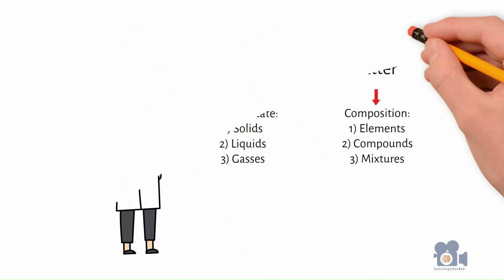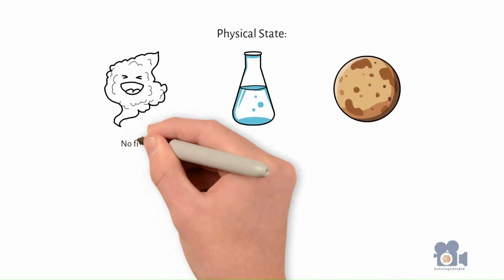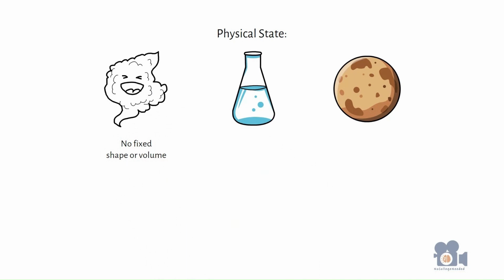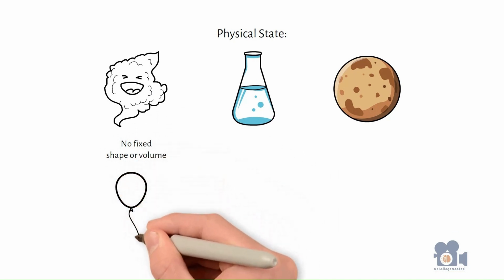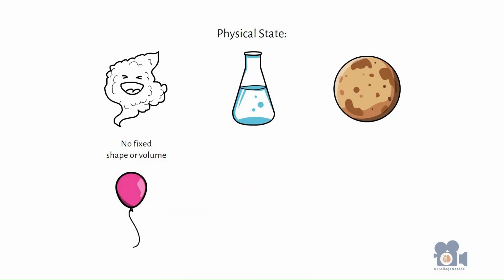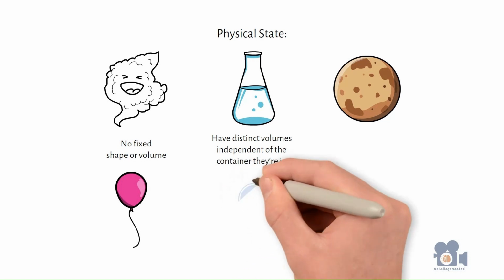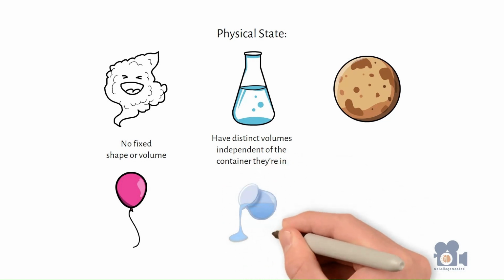The three most basic states of matter are gases, liquids, and solids. Gases have no fixed shape or volume, and in most cases, they can be easily compressed. A good example of this is when you blow up a balloon. Depending on the strength of the balloon material, you can often squeeze the balloon into a smaller size. Liquids do have distinct volumes independent of the container they're in. The volume of water in a glass is the same as if you pour it into a dish.